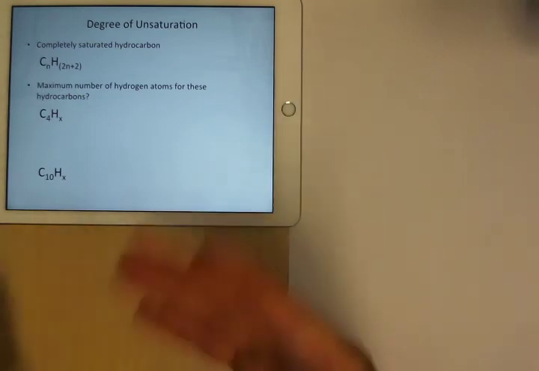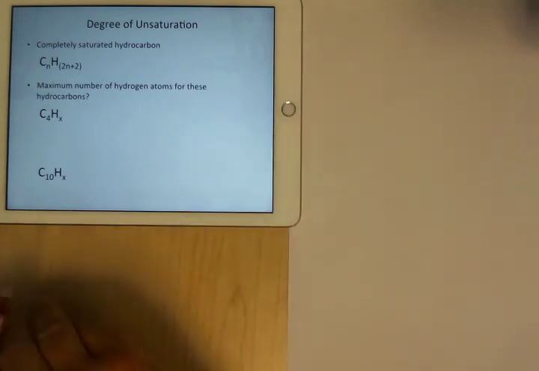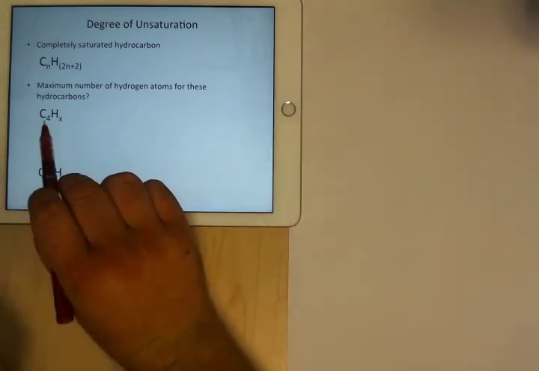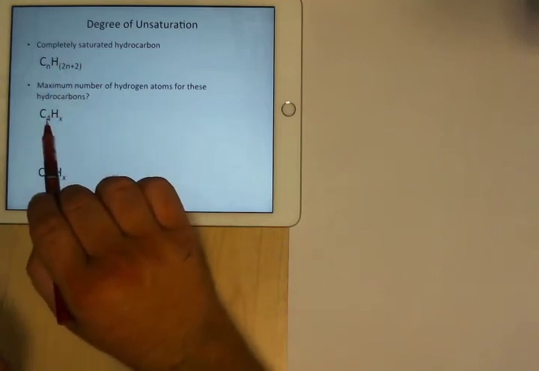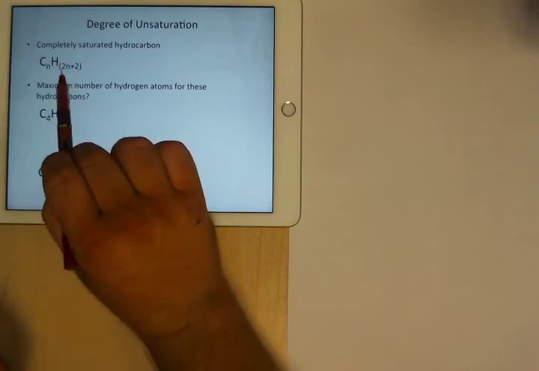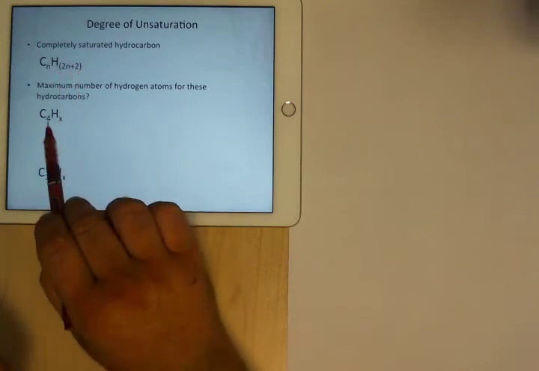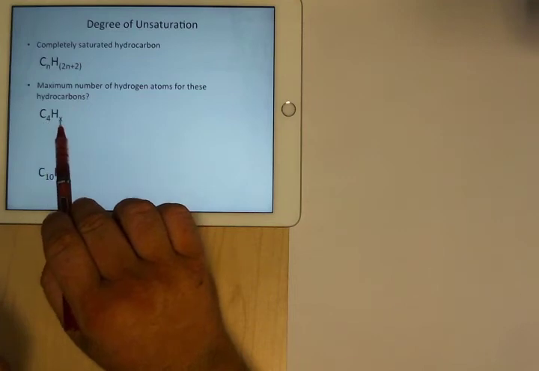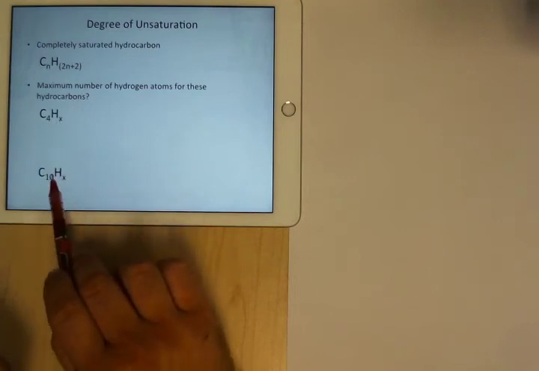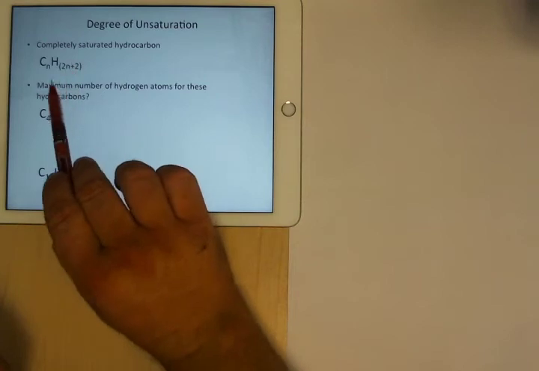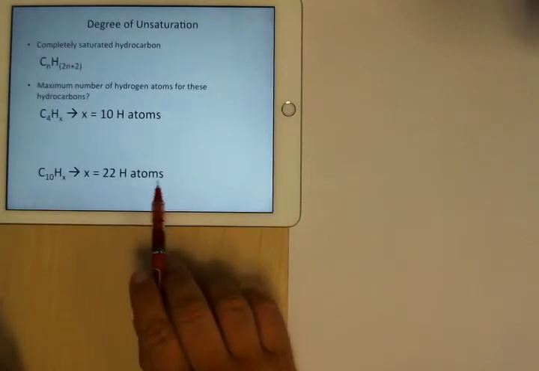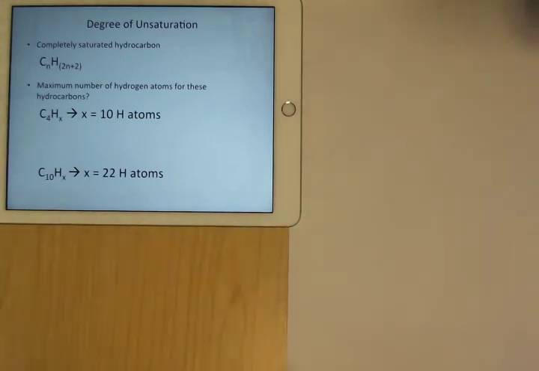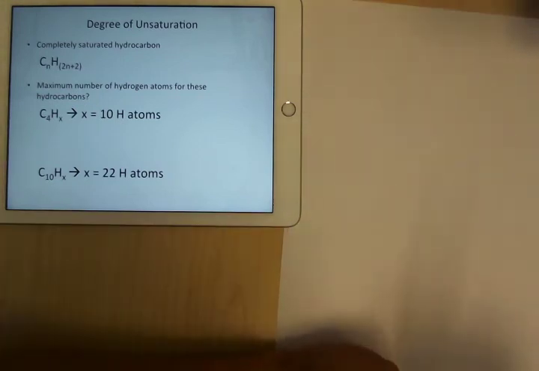So with that, what is the maximum number of hydrogens I can have? If I have 4 carbons, what's the maximum number of hydrogens? Well, it turns out that it's 2n plus 2. So if n is 4, then it's 2 times 4, so 8, plus 2 is 10. So if I have 4 carbons, the maximum number of hydrogens is 10. With 10 carbons, it's 2 times 10, so 20, plus 2 is 22. So I can have 22 hydrogen atoms. Okay, so why does that matter?